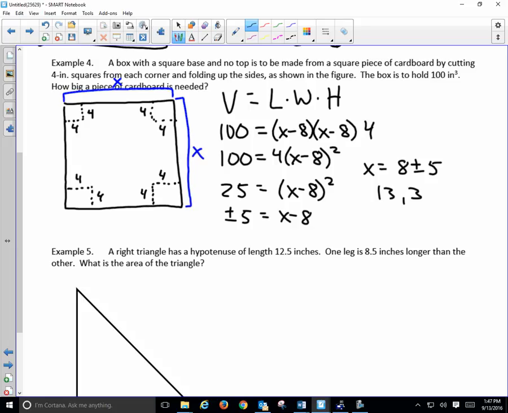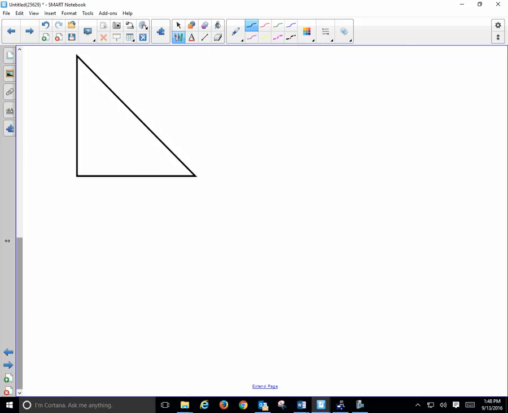No. But understand, mathematics doesn't quite know that. Math doesn't understand that you can't have negative dimensions, right? And that's what makes math cool and better than us. So we'll say it's 13 inches by 13 inches should be our original piece of cardboard. The 3 does not work because it gives you negative dimensions, which is sweet to think about, but your head hurts after a while. So, all right.